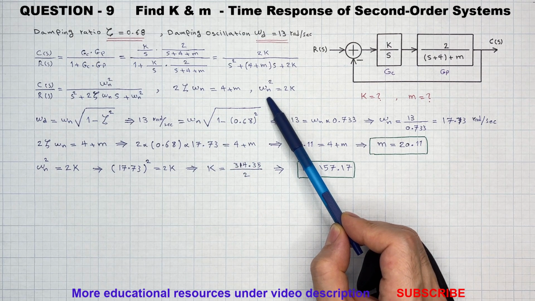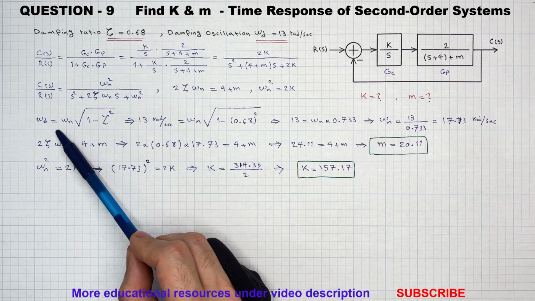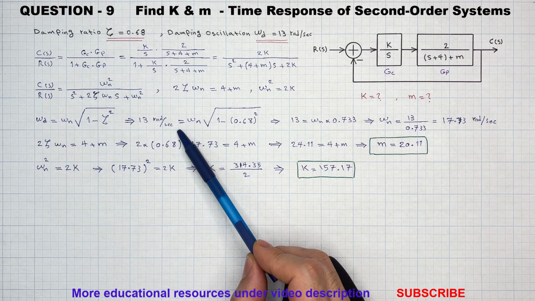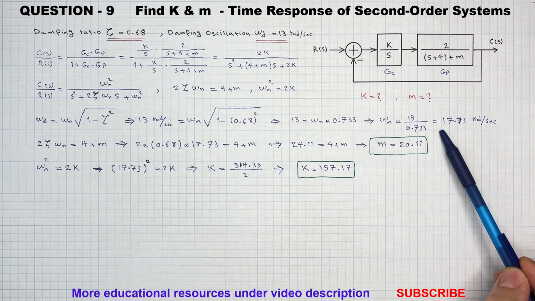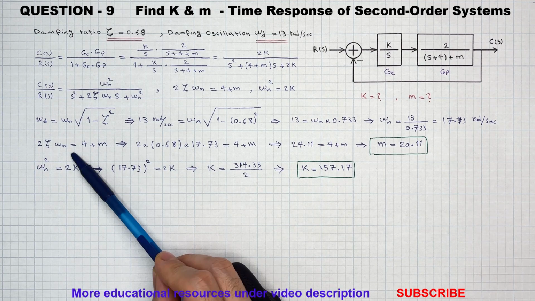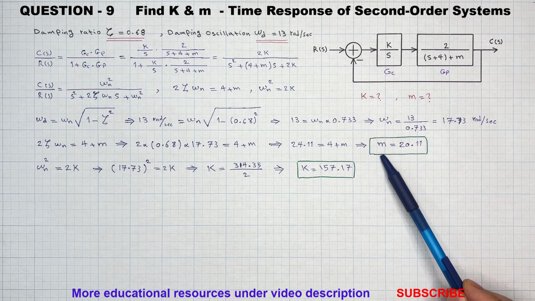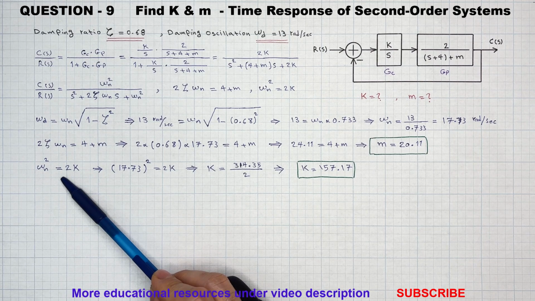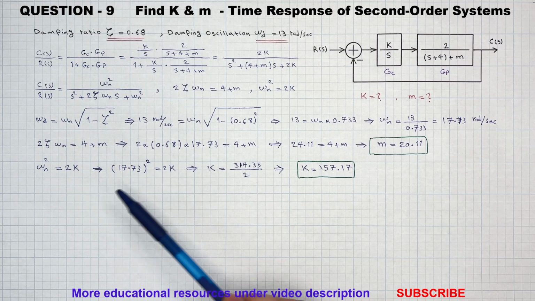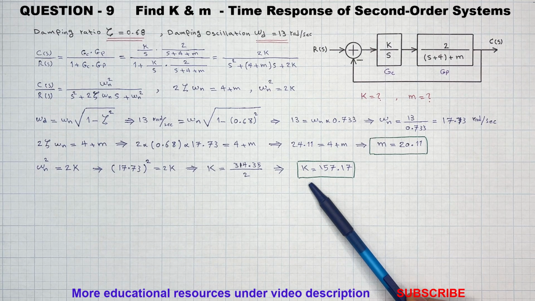and omega n squared equals 2k. Here is the relationship between damped frequency omega d and undamped natural frequency omega n. By substituting omega d and zeta into this formula, we find omega n in radians per second. Now by substituting omega n into the 2 zeta omega n expression, we calculate m. And also by substituting omega n into the omega n squared expression, we determine the value for constant K.